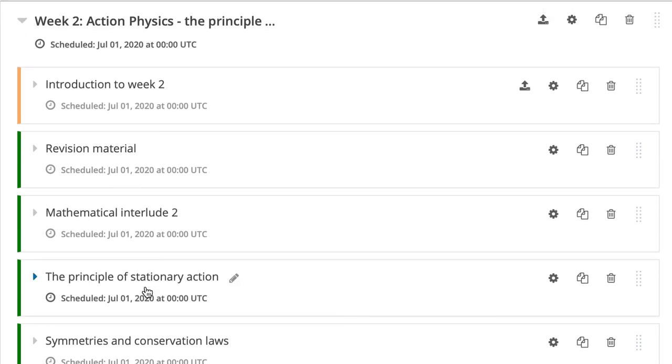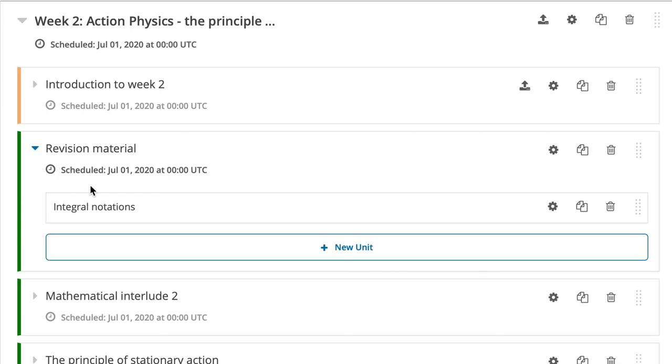So this week we will focus on another aspect of action physics in classical mechanics, which is the principle of stationary action. This is a general principle from which all classical mechanics can be derived, including Euler-Lagrange equations, as well as Newtonian mechanics. So after this introduction, you will have the possibility to do some revision of integrals in particular.